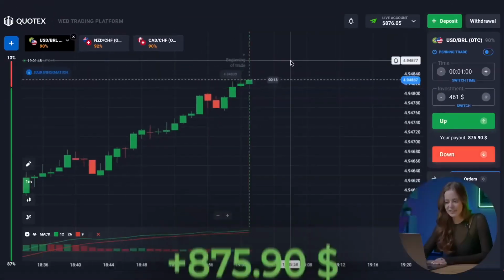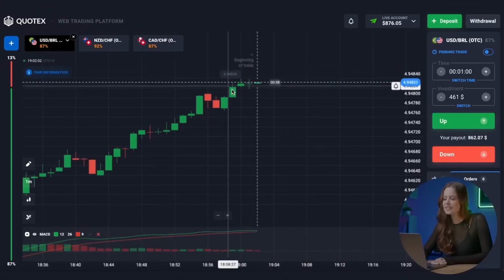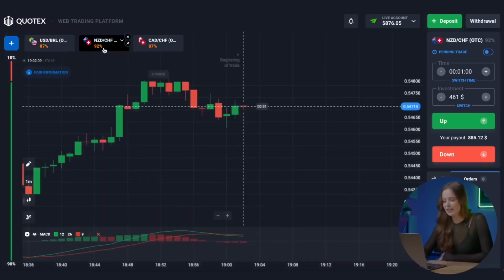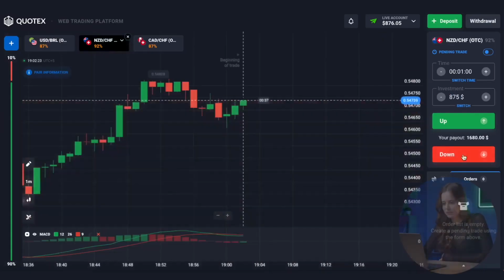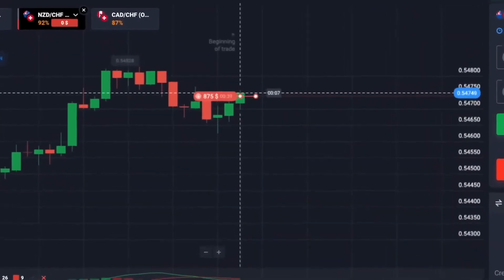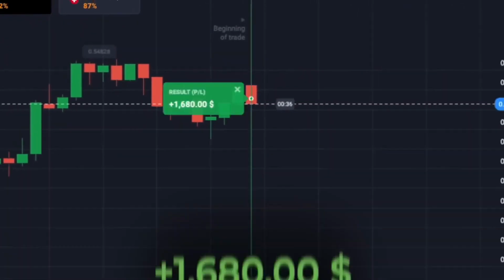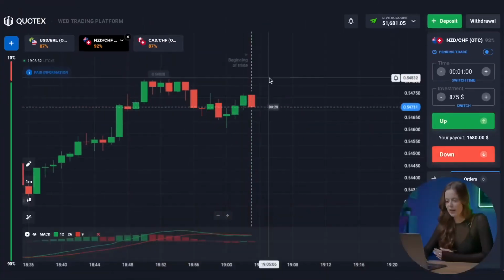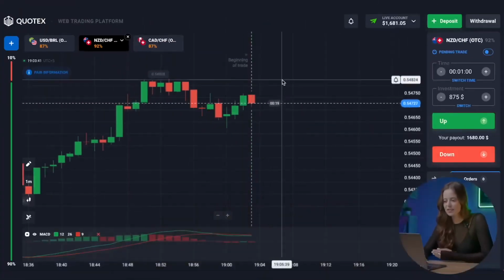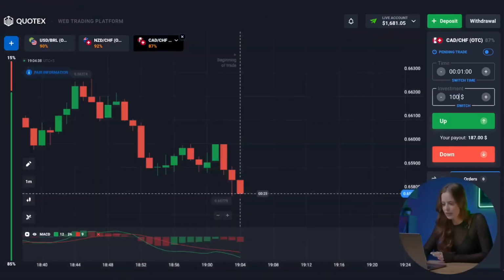And I consider it a success. We have $876 on the balance. So get ready for another put option. And we win again. We now have $1,681 on the balance. Let us find a new entry point and put in $1,000.